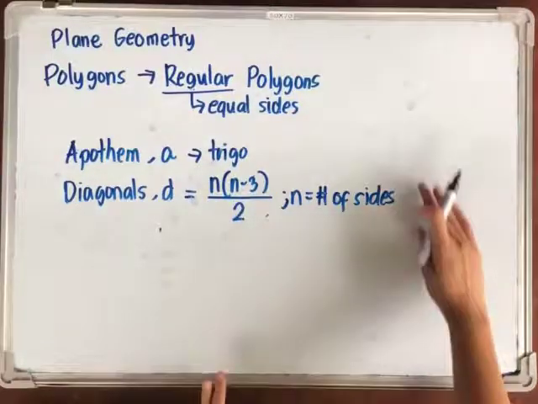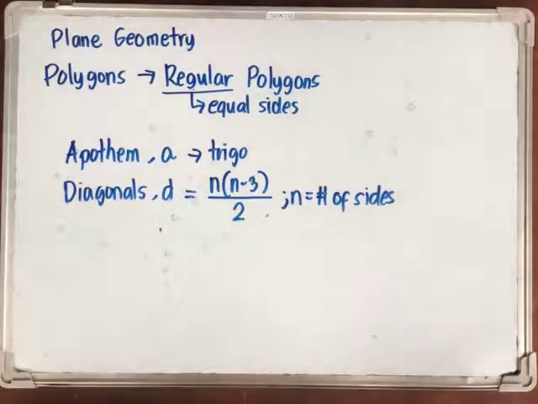So, di mo siya pwede magamit sa mga polygons na hindi pare-pareho ang side measurements. Okay? So, yun yung for diagonals.